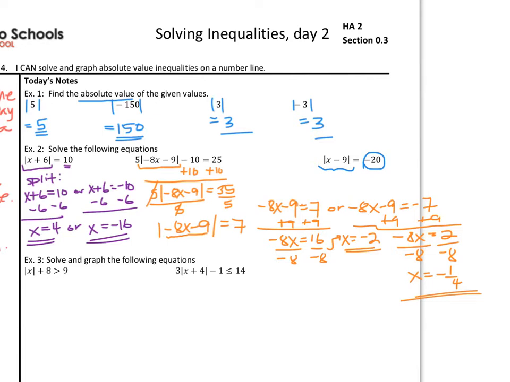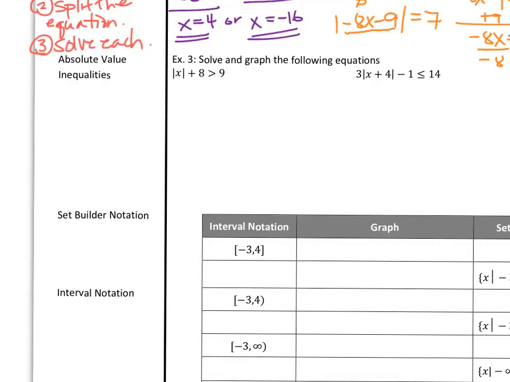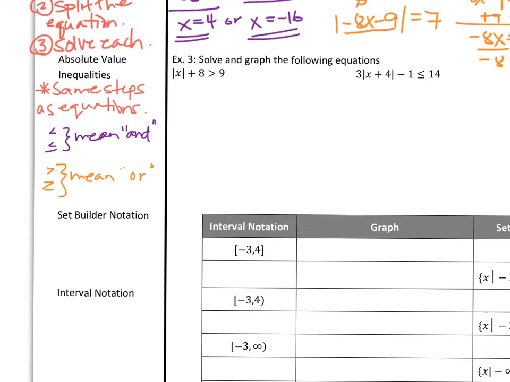Well, if absolute value is the distance away from 0 on a number line, distance isn't measured in negative amounts. Therefore, because of that negative, this whole entire equation is not possible. You can't find a value for x and take its absolute value and have it equal negative 20. When solving inequalities, we'll use the same steps as solving equations.